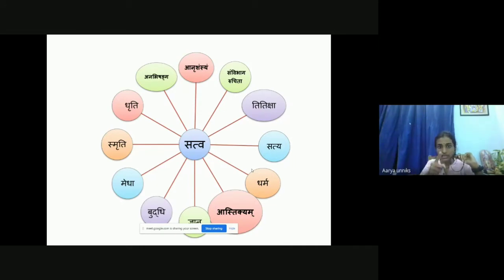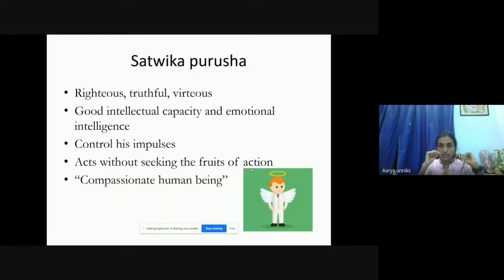Dhridi. See, dhridi is a feature of sattvika purusha. We can see the opposite in rajasa. So this is a sattvika purusha. He is a righteous, truthful and virtuous kind of person with good intellectual capacity and emotional intelligence. He can control his impulses. That is what dhridi means. Dhridi means the niyamatmika buddhi, that which controls the impulses. So dhridi is there with sattvika purusha, controls his impulses, acts without seeking the fruits of action. And he is a compassionate human being.